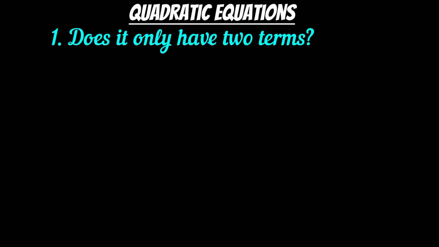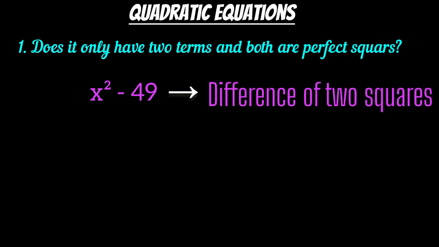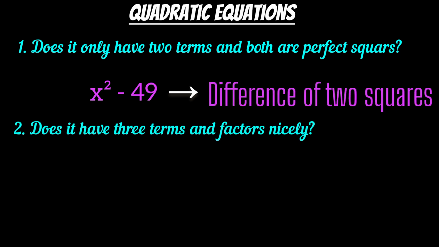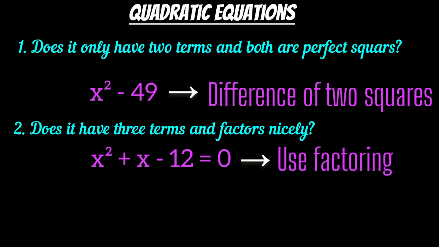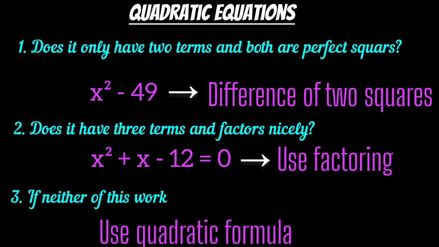Before solving any quadratic equation, ask yourself these three questions. Question 1. Does it have only two terms and are both perfect squares? Example, x squared minus 49. If yes, use difference of two squares. Question 2. Does it have three terms and factors nicely? For example, x squared plus x minus 12. If yes, use factoring. If neither of these works, use the quadratic formula, because unlike factoring, the quadratic formula works every single time.